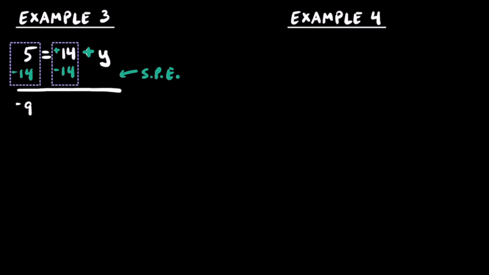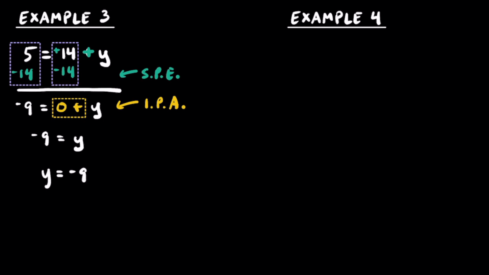On the right side, the plus 14 and minus 14 combine to make 0, so we can write 0 plus the y along the right side of the equation. We can go ahead and drop the 0 from the identity property of addition, and finally we can write negative 9 is equal to y, or turn it around and write that y equals negative 9. There's our solution.